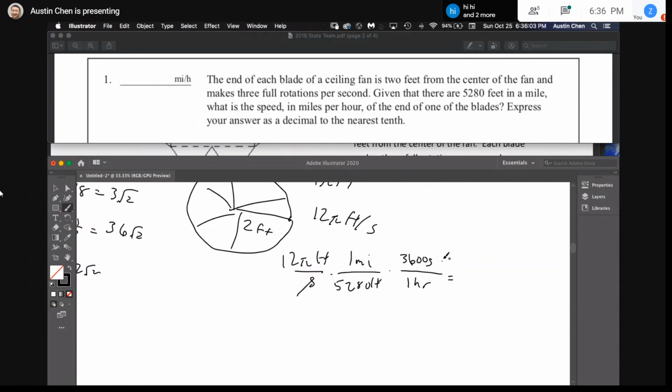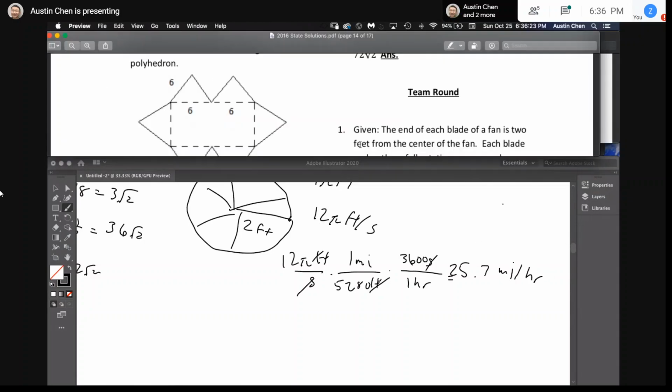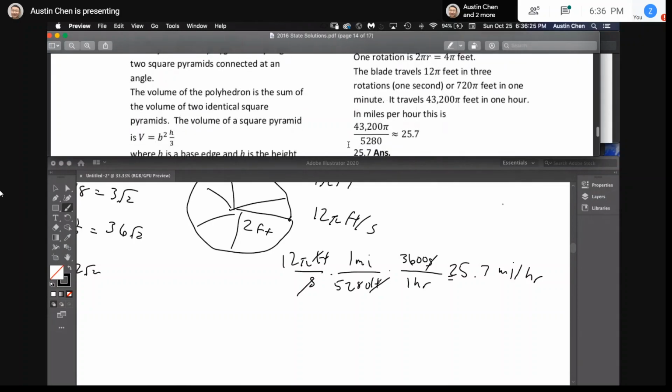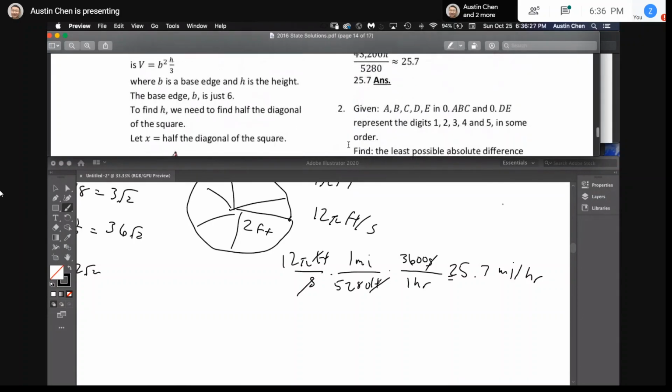So now our units cancel, and we have miles per hour, and now we just calculate it. So if you do this on your calculator, you'll get 25.7 miles per hour. You want it to the nearest tenth, which that is. And yeah, our answer is 25.7.